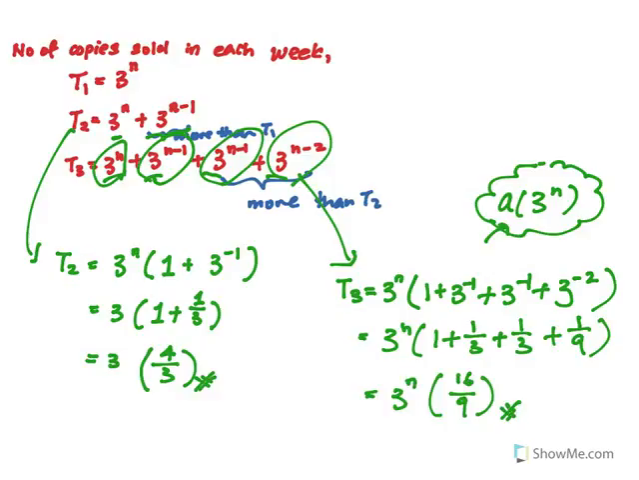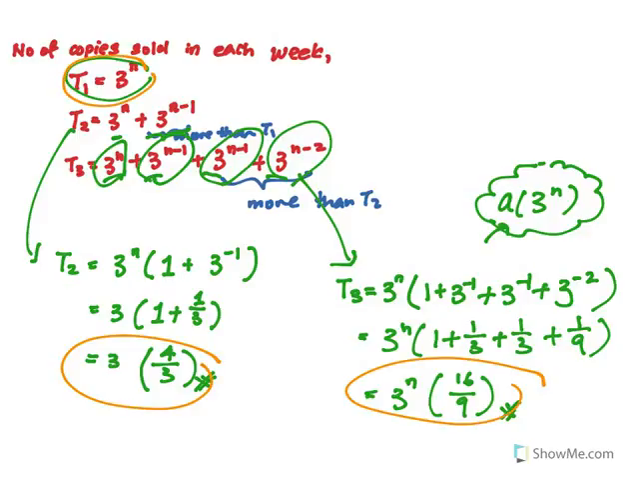Okay, now observe these 3 terms. This is term 1, this is term 2, this is term 3. In what way do they really look like a GP? Alright, so let me rewrite it at the right hand side. Term 1 is 3 to the power of n. Term 2 will be 4 over 3 times 3 to the power of n. Term 3 would be 16 over 9 times 3 to the power of n.